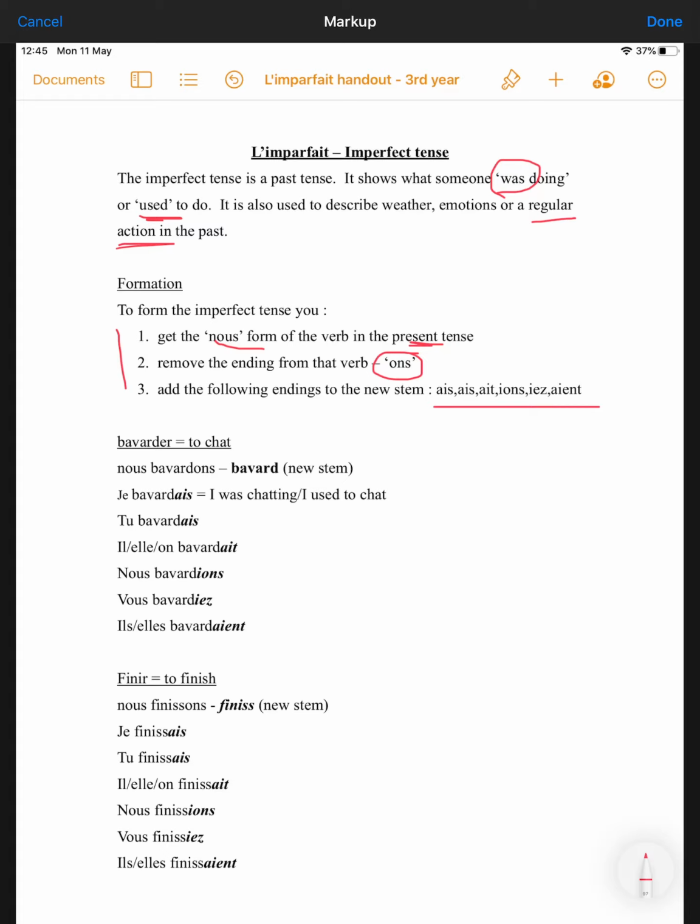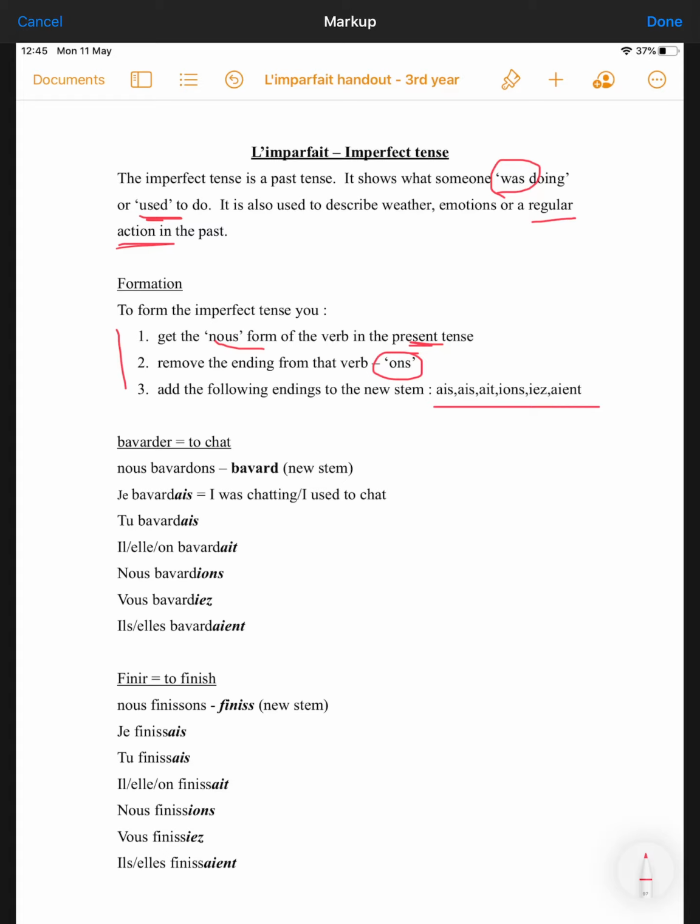And you should recognise those, they're the same endings as the conditional tense. Okay, so just to quickly go over that again, to form the imperfect tense, you first go to the nous part of the verb in the present tense. You remove the ending, which was ONS. What's left is the stem for the imparfait, and you add on the ending that you need. Okay, and the set of endings: AIS, AIS, AIT, IONS, IEZ, AIENT. And it translates into something like it was or used to.